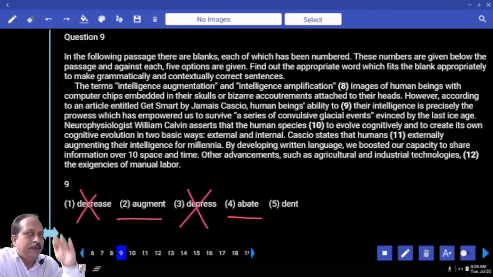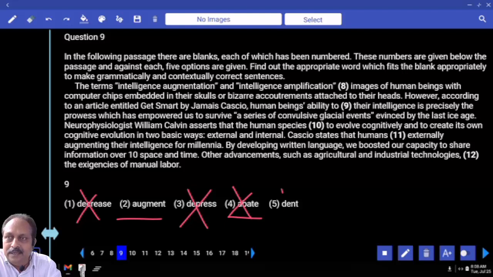Have you got it? Abate means what? Reduce something unpleasant, go to a lower level. In a way it is positive, but it goes with a negative connotation. Dent is a negative word. So what is the answer here?